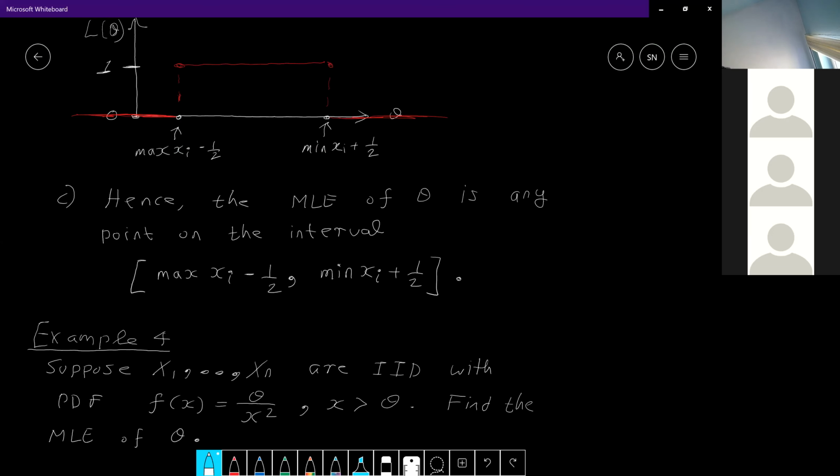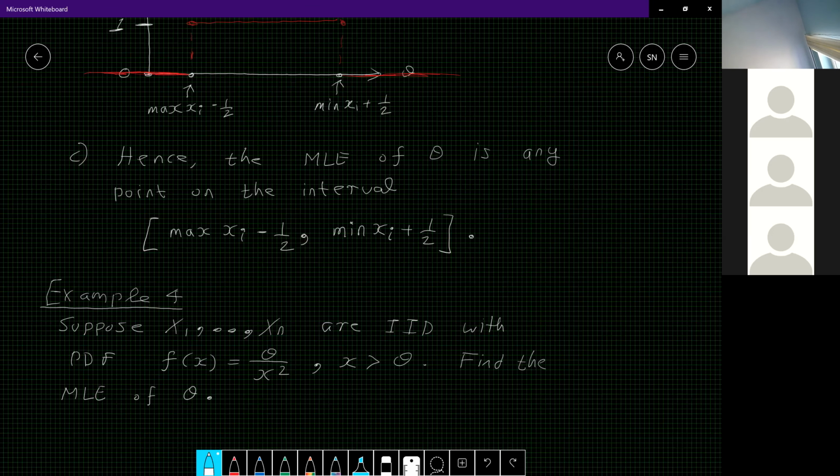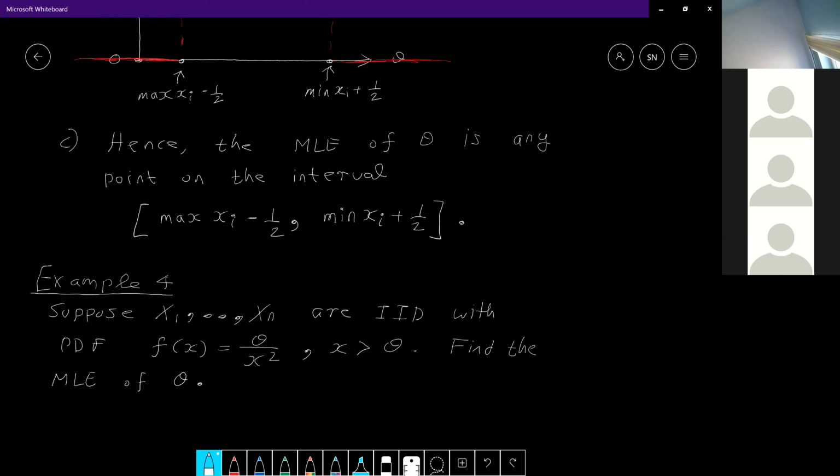So here we have a random sample from a distribution that has this density, where the domain of x is greater than theta. So the lower bound of the domain is theta. So it's again a case of bounded support where the lower bound depends on the parameter, right? So once again, you need to use the revised approach for finding the MLEs.